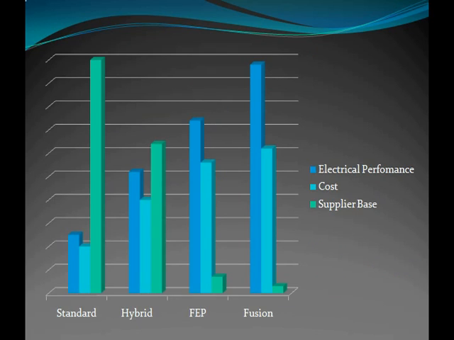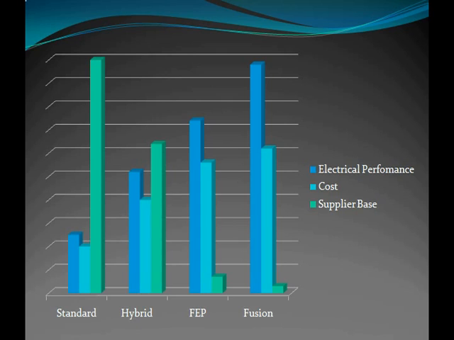This bar graph gives a generalized overview of the impact of each form of lamination. First, by performance, second, by cost, and third, by the number of PCB suppliers offering each method. As you can see, standard is the lowest performance method of lamination, moving upward to the highest performing fusion bonding.